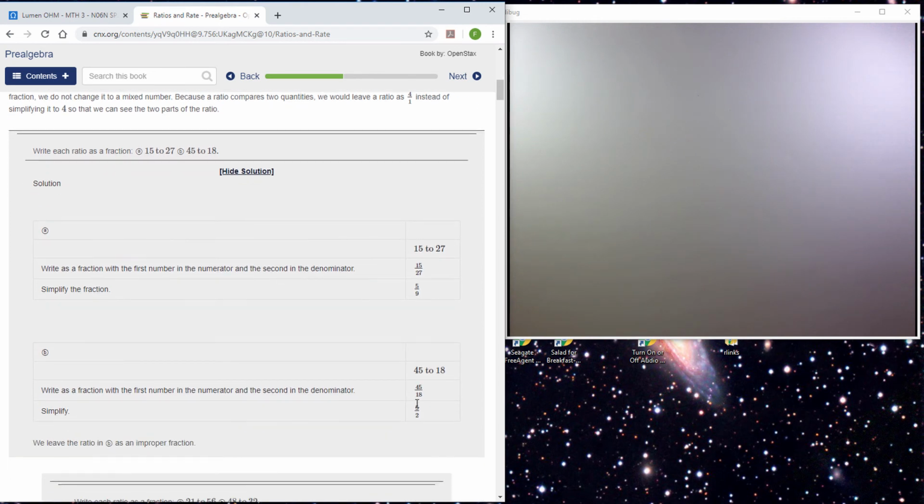In simplest form. The next one they have here, the ratio of 45 to 18 as a fraction. And then they simplified it.